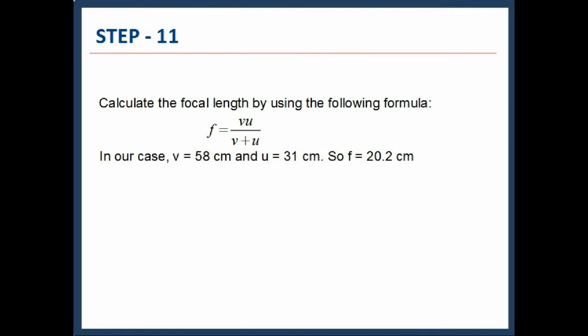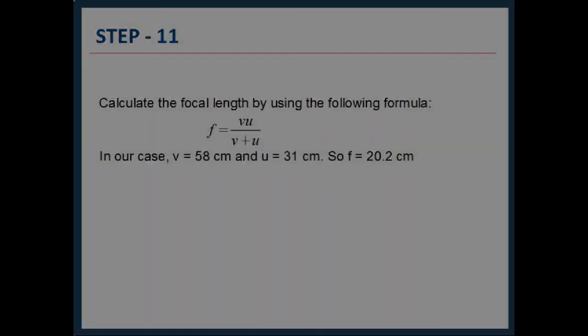Calculate the focal length by using the following formula: F equals VU divided by V plus U. In our case, V equals 58 cm and U equals 31 cm. So F equals 20.2 cm.